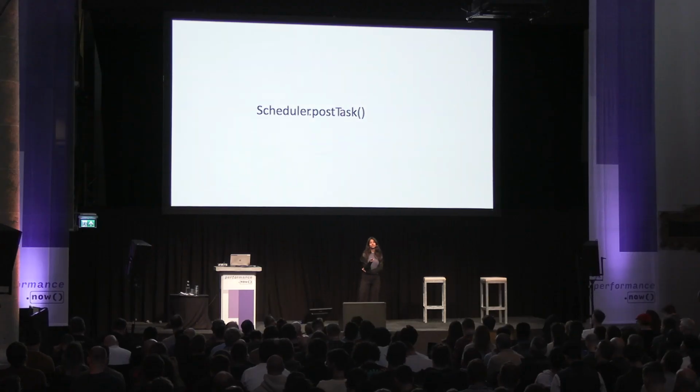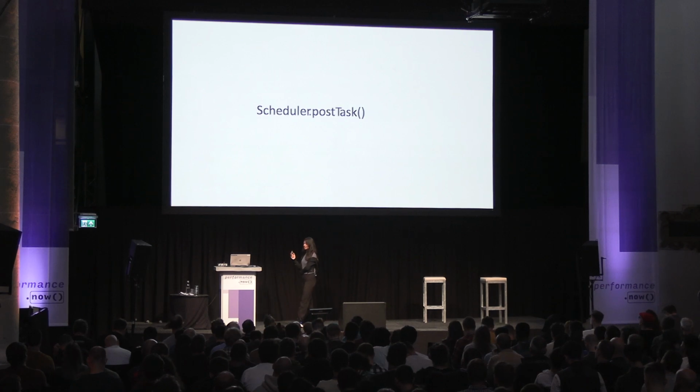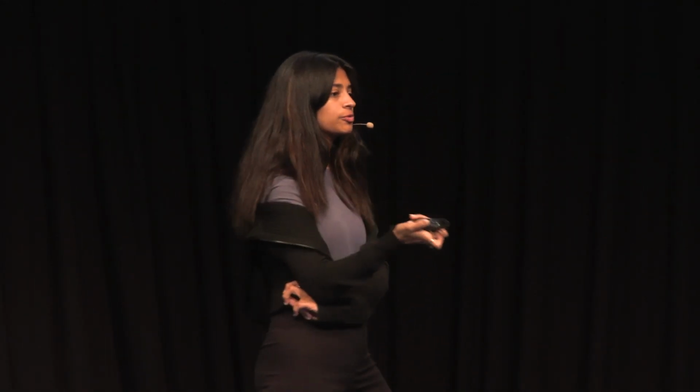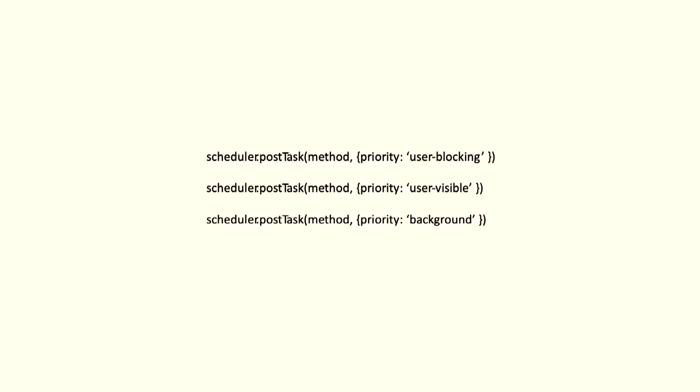So the scheduler.postTask API allows you to set those priorities. It would tell you that, OK, you want to prioritize something for the background, which is the least important. You just give it the priority background, and then it would just do that in the background. What would be the most important? User blocking, right? Anything that the user is waiting for.